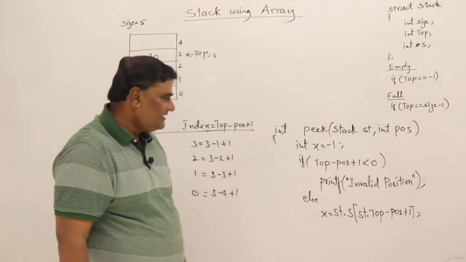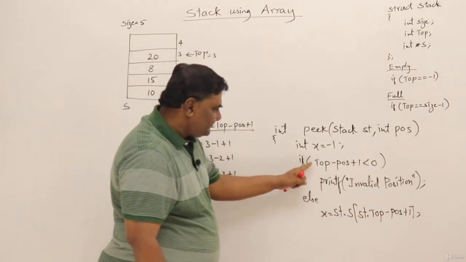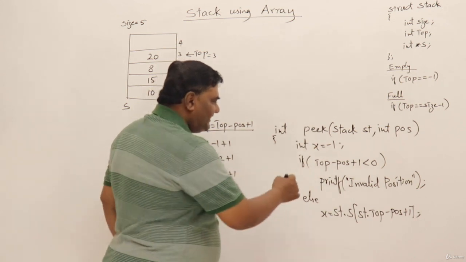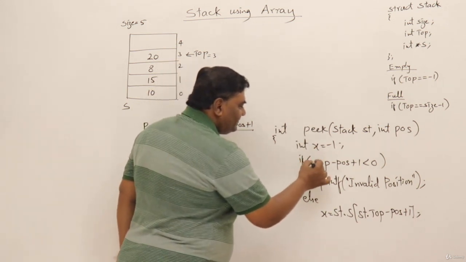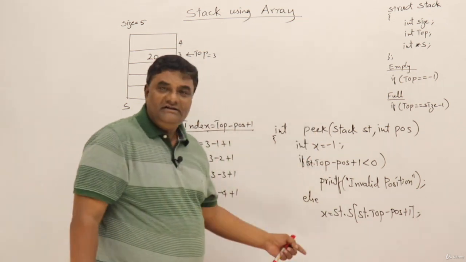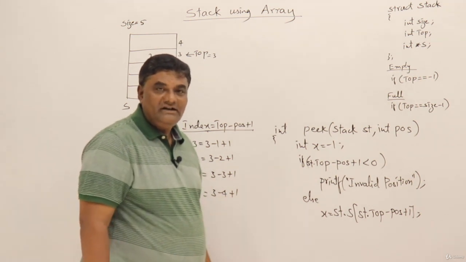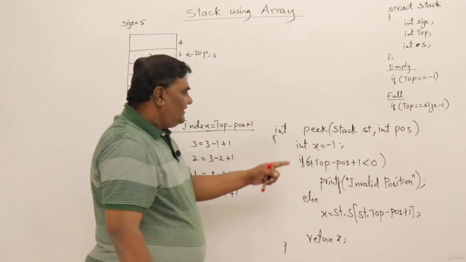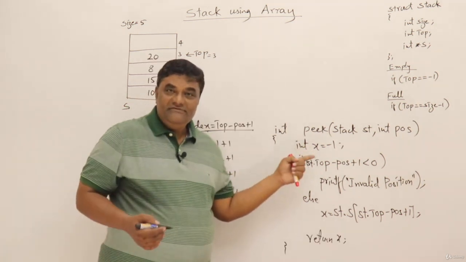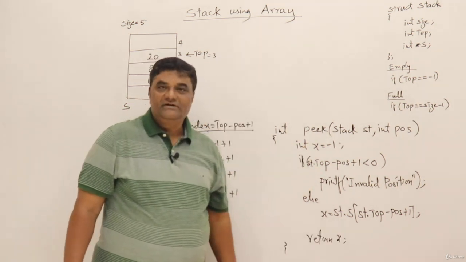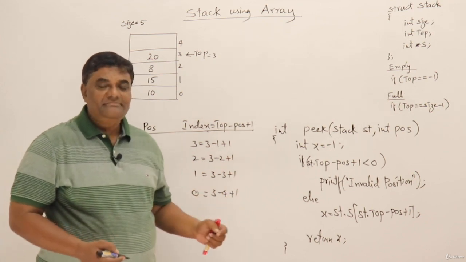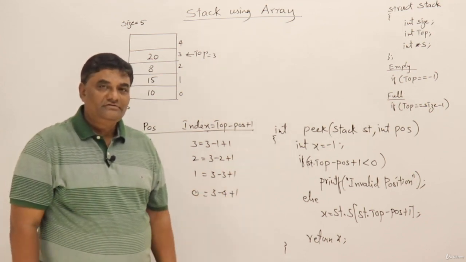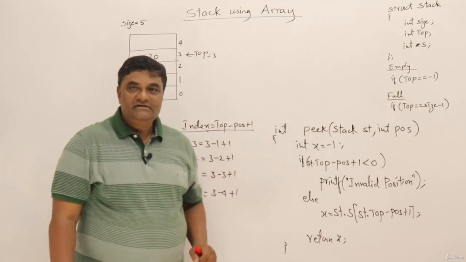So I have used the formula. Here also I should write down the same thing, that is st dot. I have directly written this one. Now finally return the value that you have found, which is present in x. So return x. If the value is not found, an invalid index, then it will return -1. So if this function returns -1, it means the value is not found. That's all with the peek.